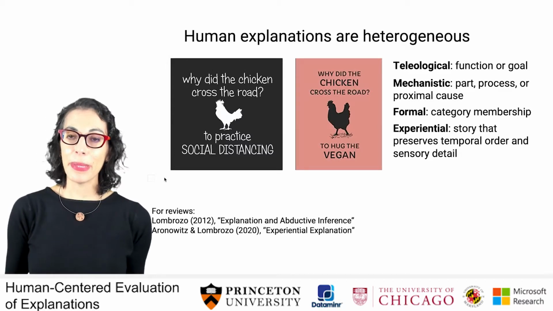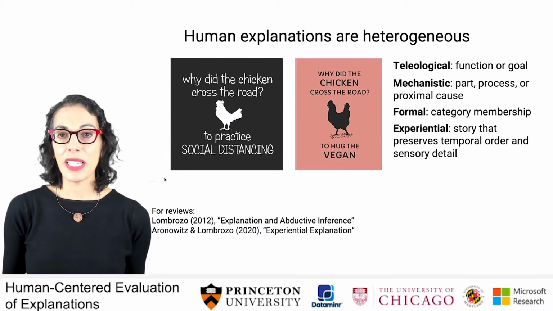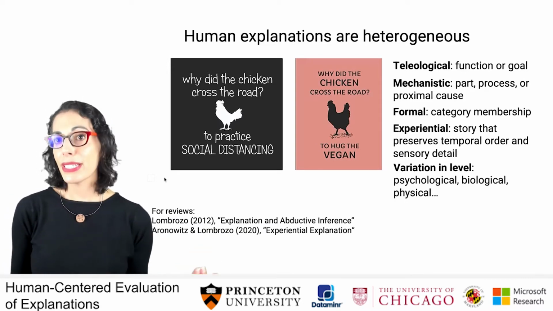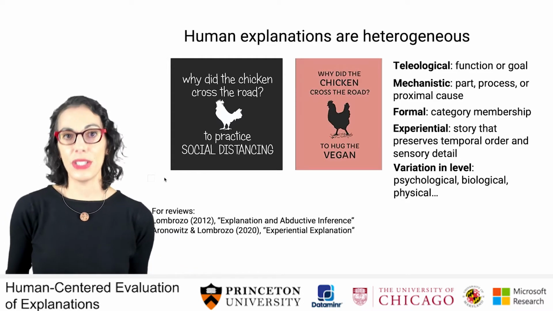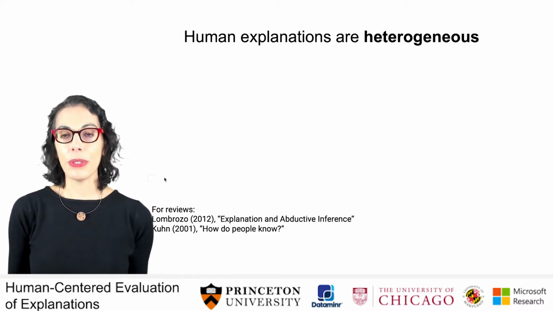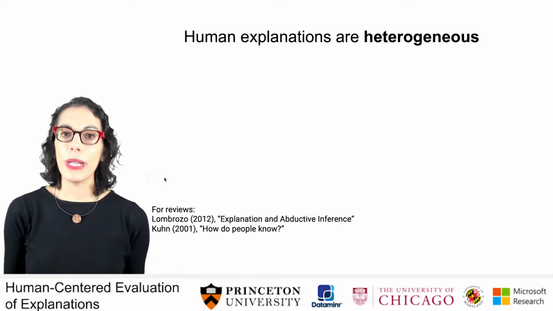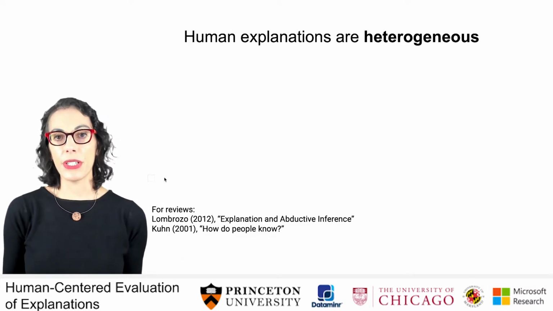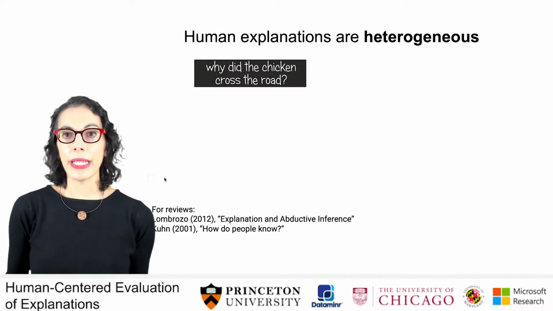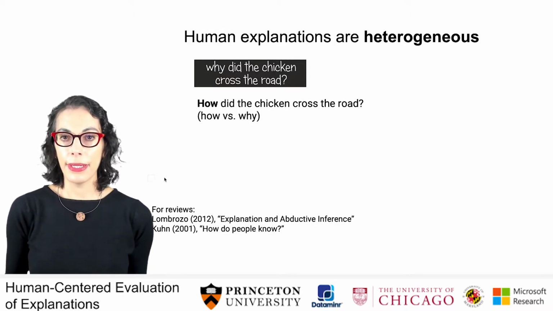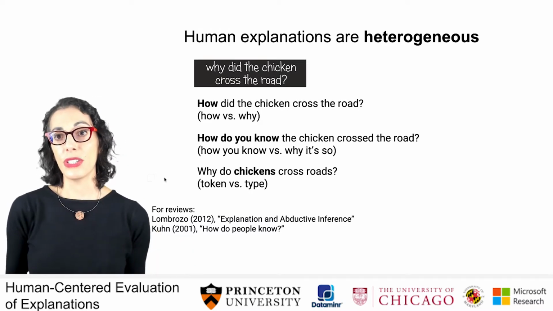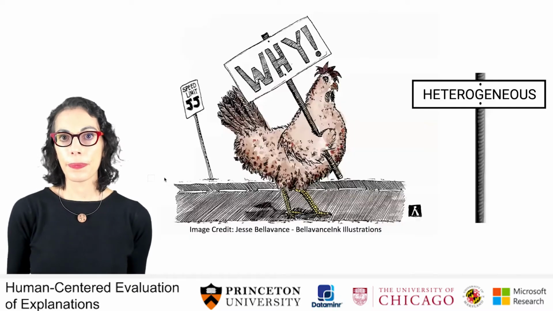It gets even worse, because each of these types of explanations can be offered at different levels. For instance, explaining why the chicken crossed the road by appeal to its psychology, its biology, its physics, and so on. The cases we just considered all involved heterogeneity in the answer to a given question. But once you vary the question, the potential for new kinds of explanations emerges. For instance, instead of asking, why did the chicken cross the road? We could ask, how did the chicken cross the road? How do you know the chicken crossed the road? Or, why do chickens in general, not just this chicken in particular, cross roads?